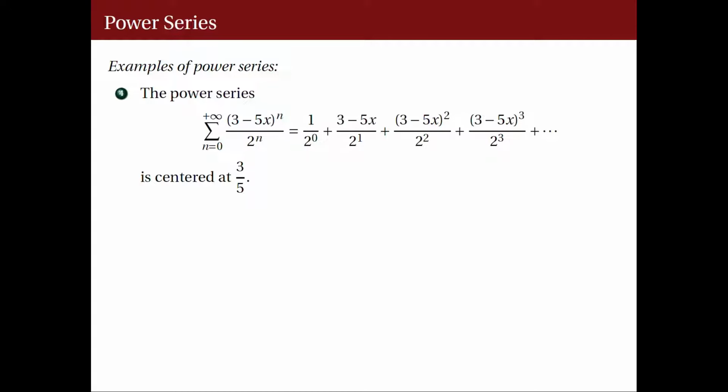For our fourth example, we have the power series sum of (3 minus 5x) to the n over 2 to the n, n equals 0 to positive infinity, which is equal to 1 over 2 raised to 0 plus (3 minus 5x) over 2 raised to 1 plus (3 minus 5x) squared over 2 squared plus (3 minus 5x) cubed over 2 cubed and so on. Notice that the terms of this power series are not yet written in the form constant times (x minus a) to the n.